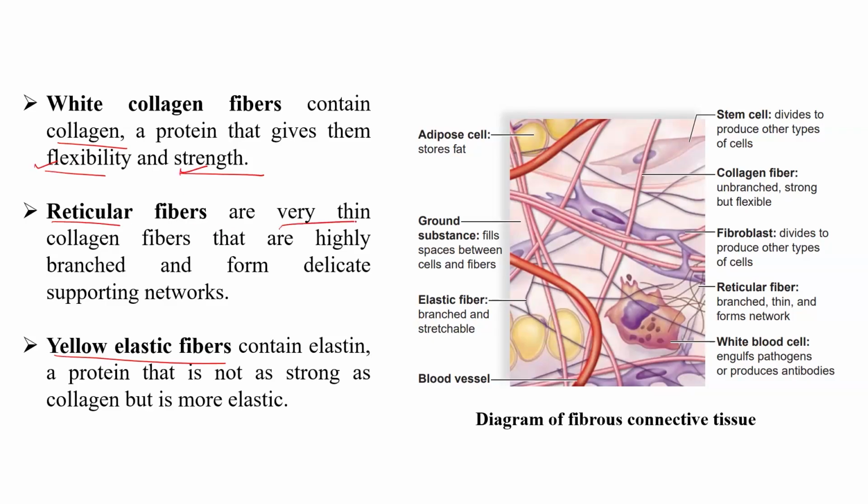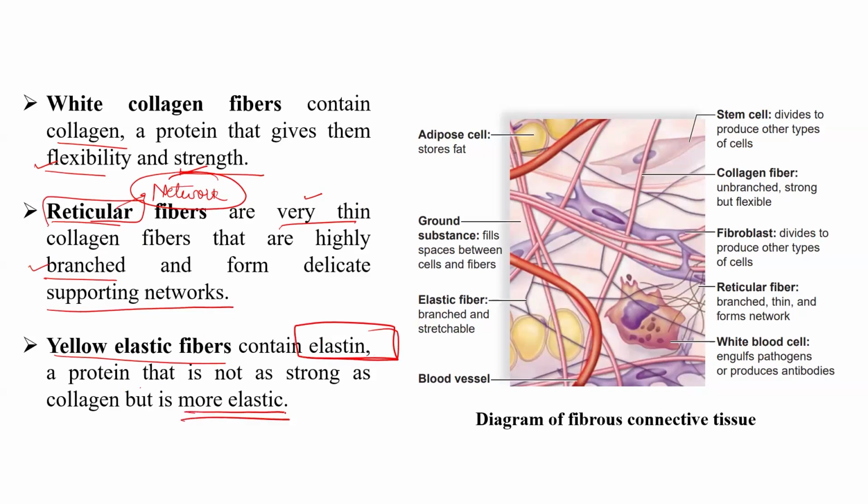Reticular fibers are very thin collagen fibers that are highly branched and form delicate supporting networks. The name itself suggests it, right? Reticular means network-like structure. The next is the yellow elastic fiber that contains elastin, not collagen. It is a protein that is not as strong as collagen, but it is more elastic. So wherever elasticity is required in the tissue, usually it is the yellow elastic fiber that is present.